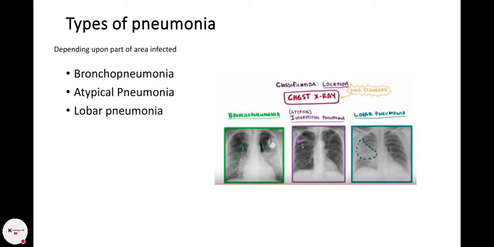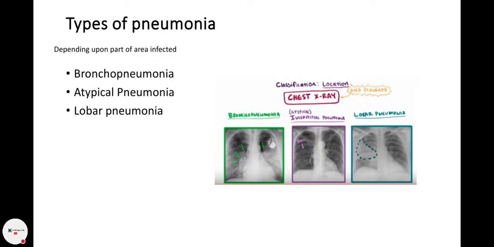Now moving towards the types of pneumonia. There are three types depending upon the part of the area infected. The first one is bronchopneumonia, in which patchy areas spread throughout the lungs when we see through X-rays. Atypical pneumonia is concentrated in the peripheral region, especially the interstitium. And lobar pneumonia, in which the fluid is localized to a single lobe, consolidation of a whole lobe, and tactile vocal fremitus, more vibration felt from the person's back on repeating a phrase.